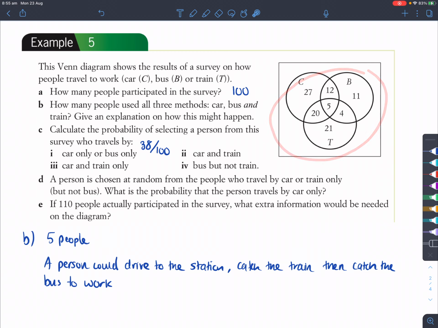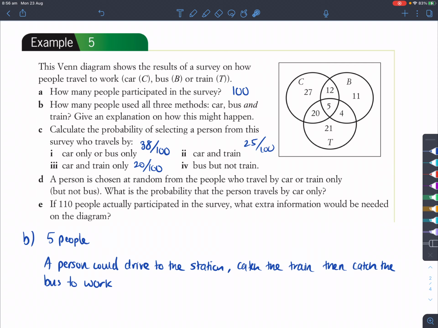A simple way of thinking about this is that if all these people are seen in a room, who would put their hands up if we asked who catches a car and a train? Then these people will put their hands up. By the way, the answer is 25 out of 100. But what if I say car and train only? To that audience, that would mean that I'm looking at that 20 there only. That's 20 out of 100.